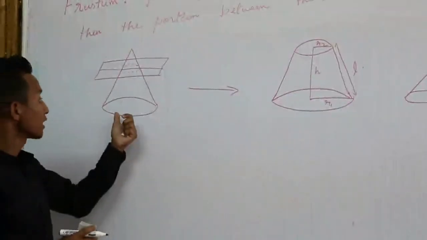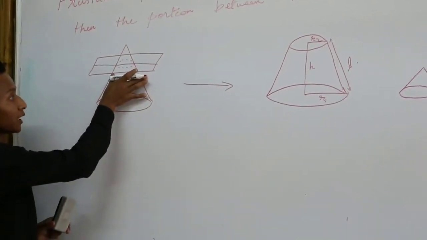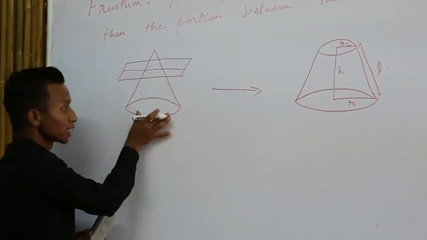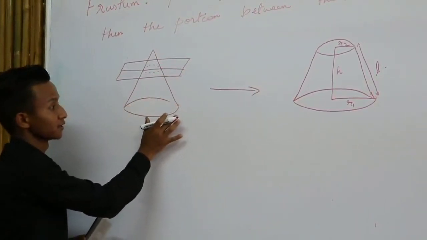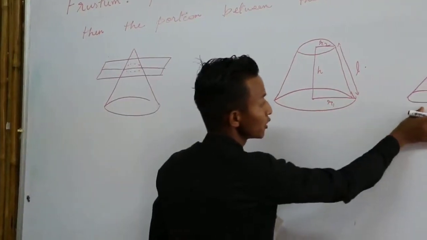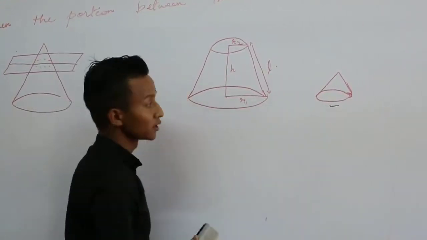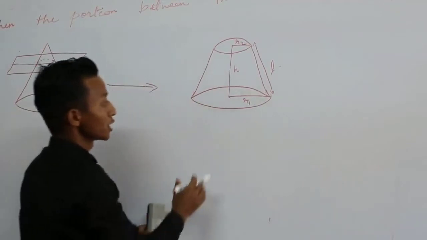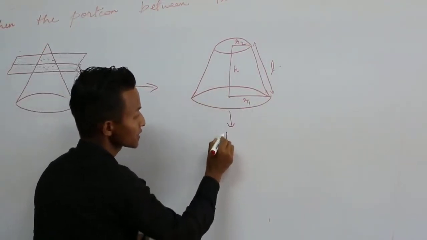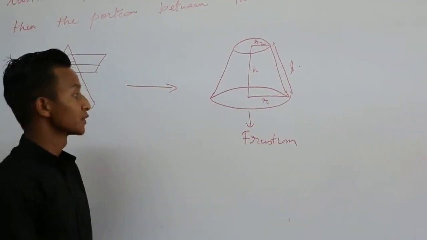So here I have a cone with me, and I cut this cone with a plane in such a way that this plane is parallel to the base, right? So I cut these two objects. This top part is still a cone, so I will exclude it. So the remaining object is called the frustum, right?